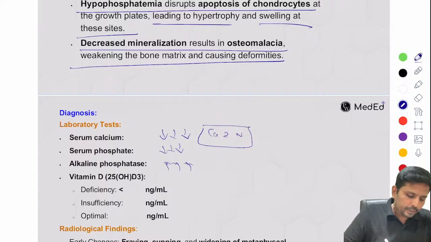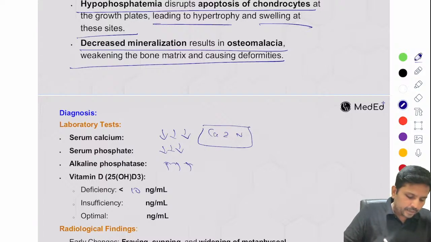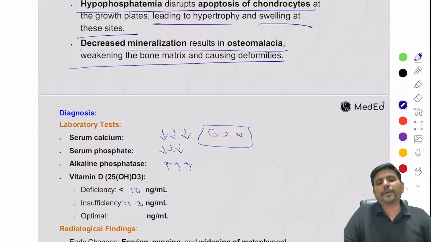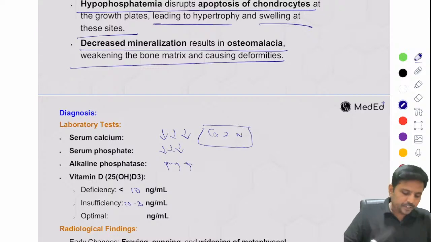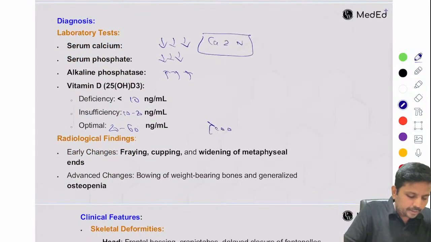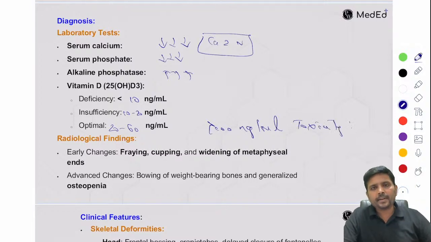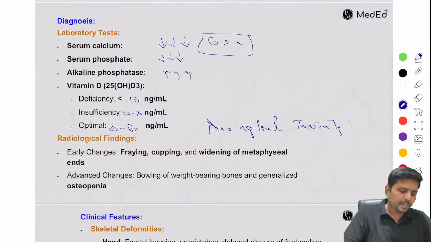Vitamin D levels: less than 10 nanogram per ml is called deficiency. 10 to 20 nanogram per ml is called insufficiency, whereas 20 to 60 nanogram per ml is called normal, and more than 100 nanogram per ml is known as toxicity. So less than 10, 10 to 20, 20 to 60, and more than 100 is vitamin D toxicity.